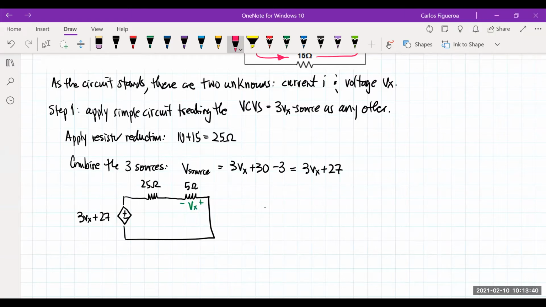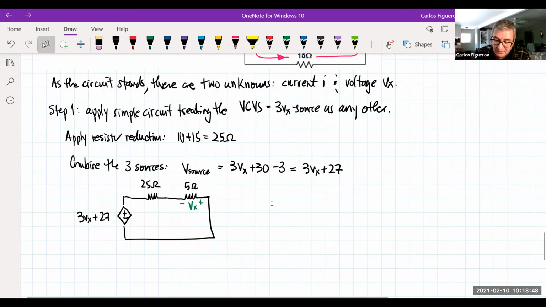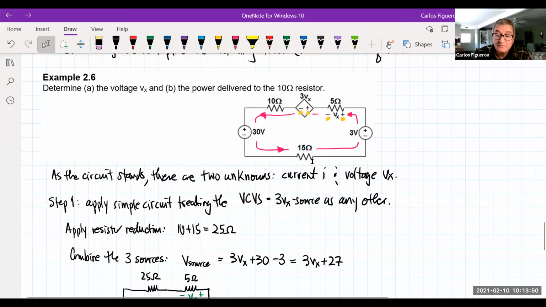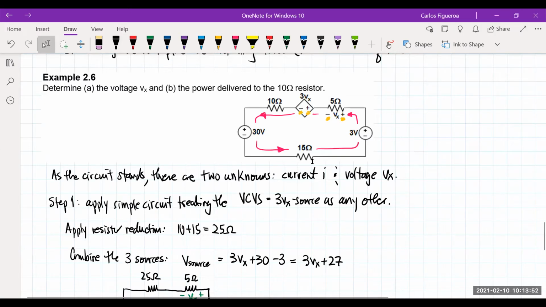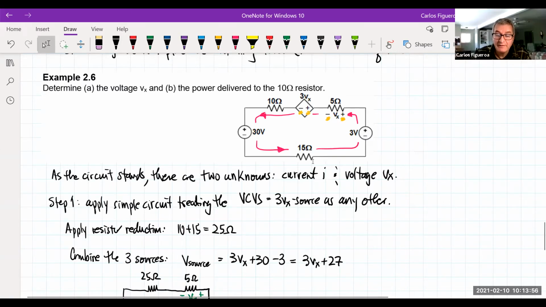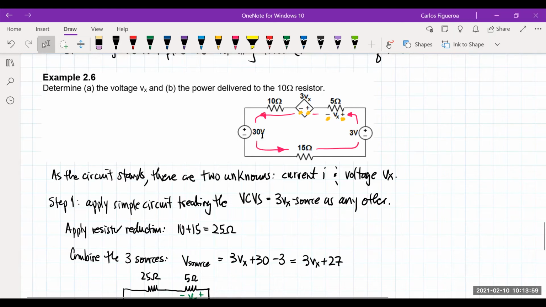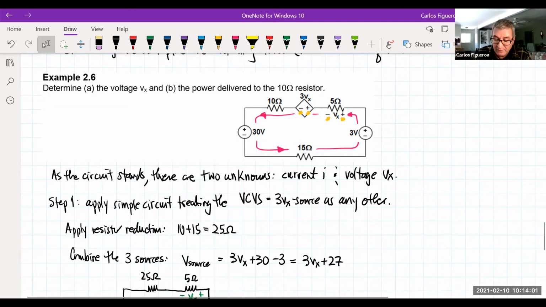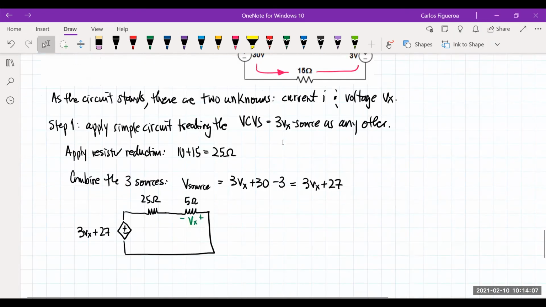Carlos? Yes. Sorry, quick question. Can you explain really quick how you were able to combine the 10 and 15 ohm resistor? Because to me, it seems like they're in series, even though there's a source between them. Sure. Series elements all add. I can't add the voltages and the resistors, but they're still in series because they're interchangeable. Got it. Cool. Thank you.